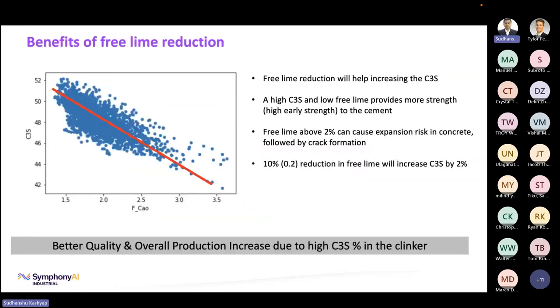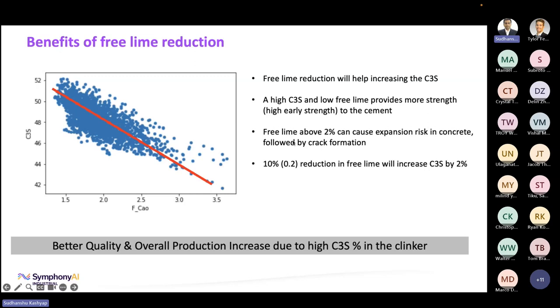So let's look at the benefits of free lime reduction. If you see here, there's a very strong negative correlation with tricalcium silicate. Whenever free lime is high, tricalcium silicate is low, and whenever free lime is low, tricalcium silicate is high. And as we know, tricalcium silicate provides high early strength to the cement, and it's desirable to have a high C3S to C2S ratio. So reducing free lime gives that benefit.